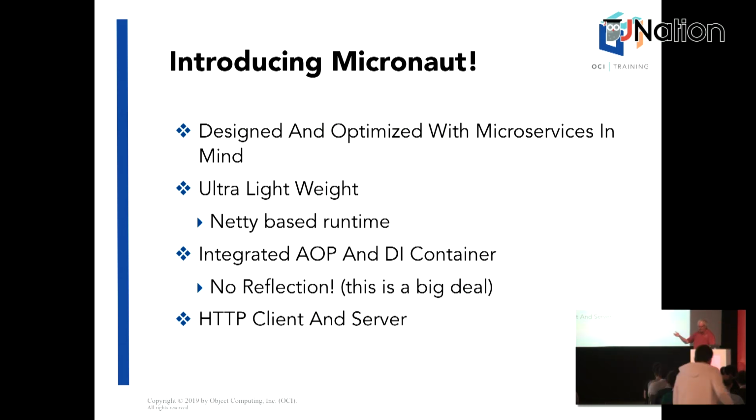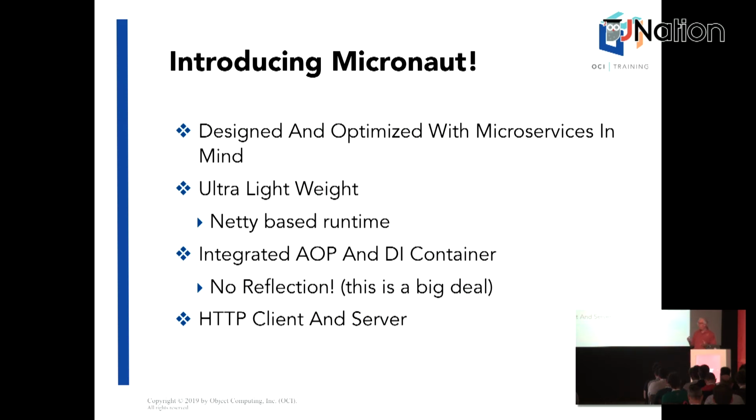So in addition to an AOP engine and a DI container, Micronaut also includes a really interesting HTTP client, which is an important part of building microservices, right? In a microservice architecture, you've got lots of processes all communicating with each other. A request comes into the system and hits component A, and component A calls component B, and component B calls component C, and that thing talks to the database. That's how microservice architectures work, right? You've got all these nodes communicating with each other.